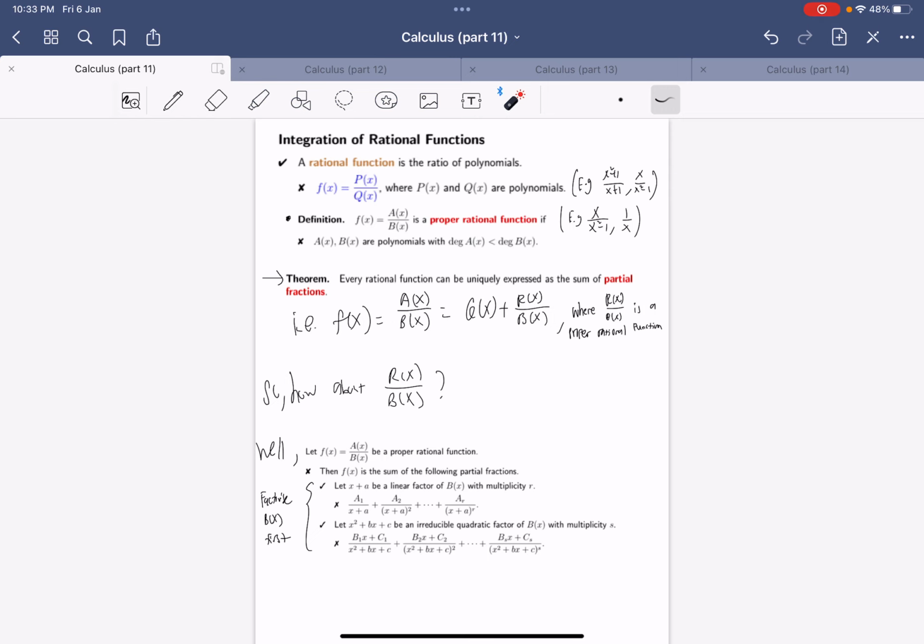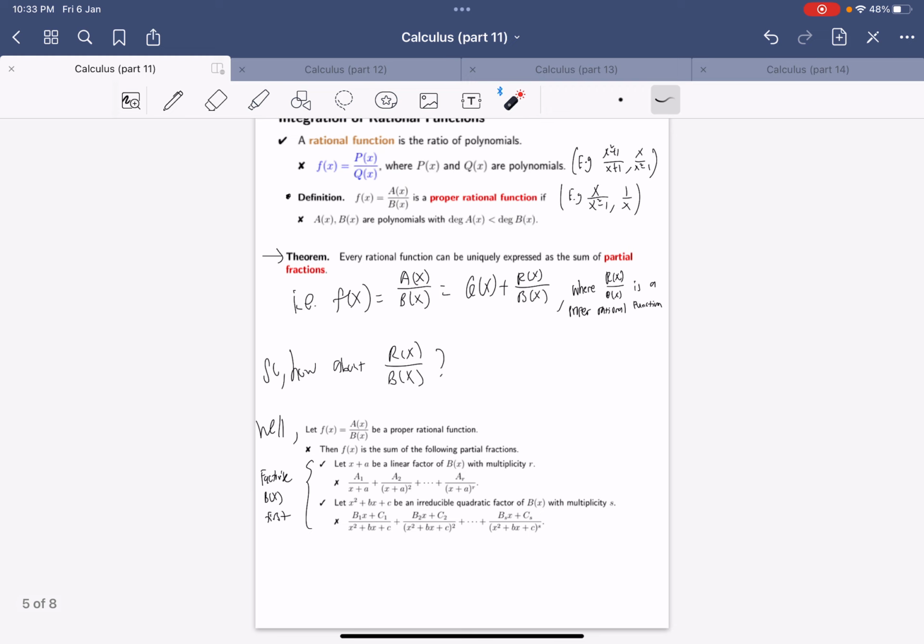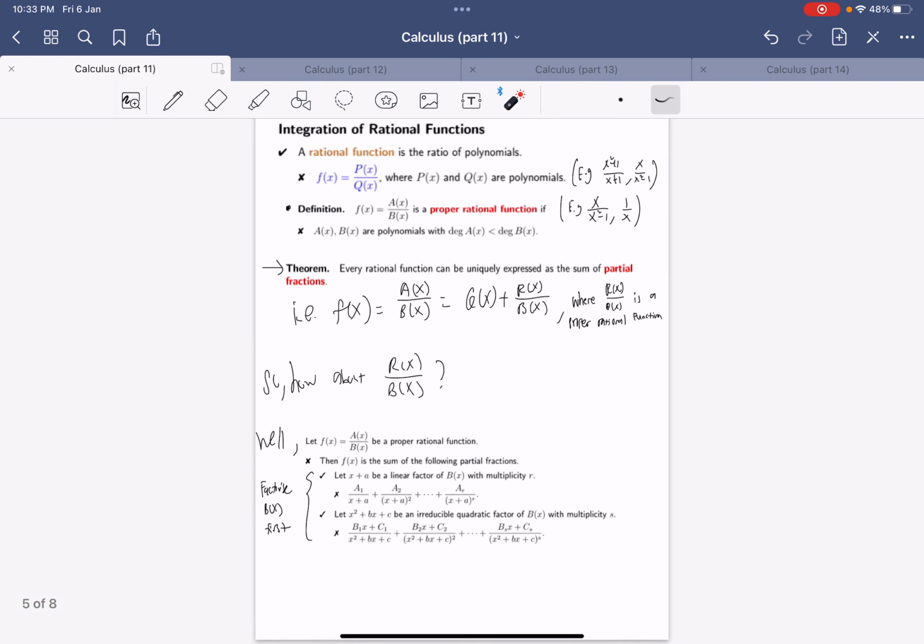So another type of technique I'm going to teach you now is the integration of rational functions. So why would I say this? It is because rational functions are able to be broken down into easier terms to deal with. A rational function is just a polynomial over a polynomial, such as the following.